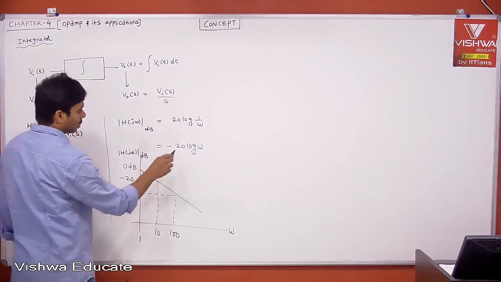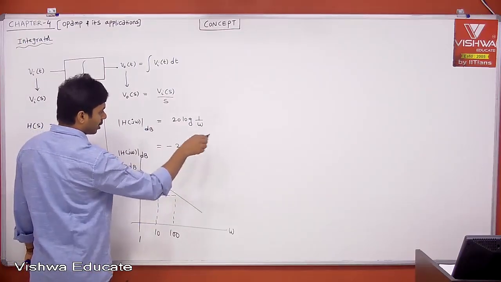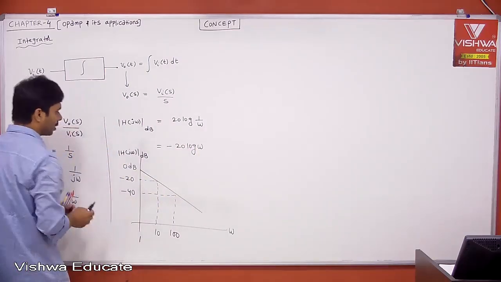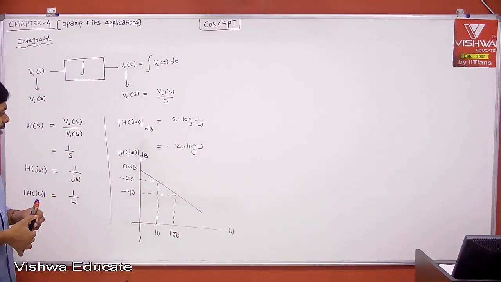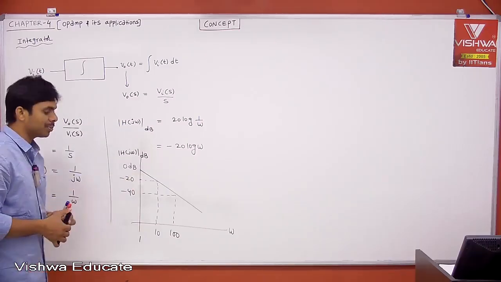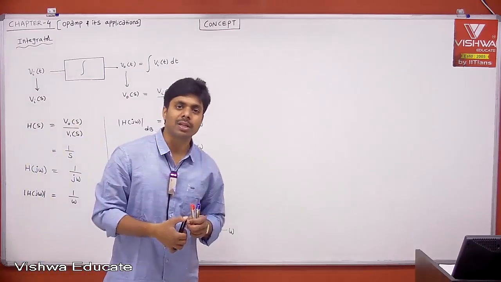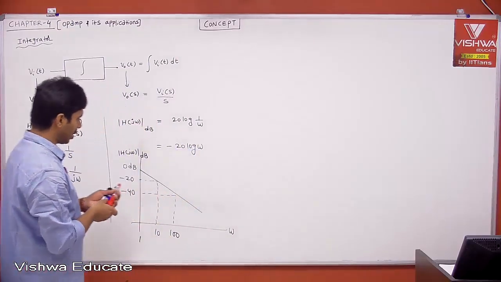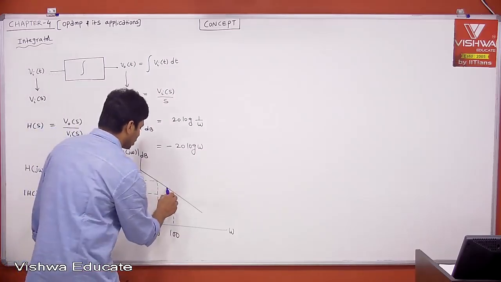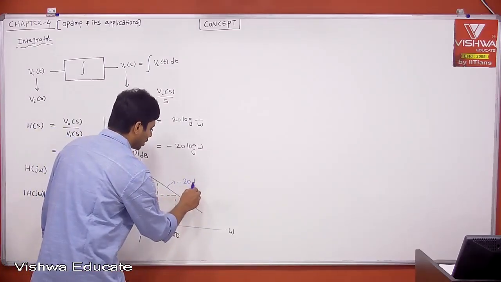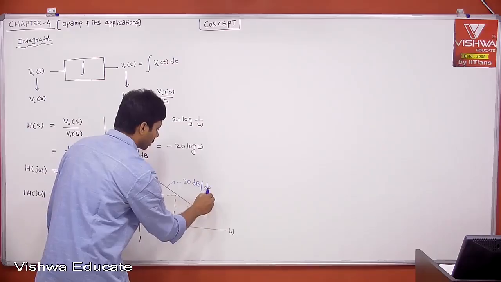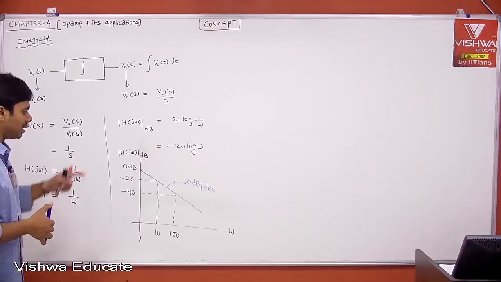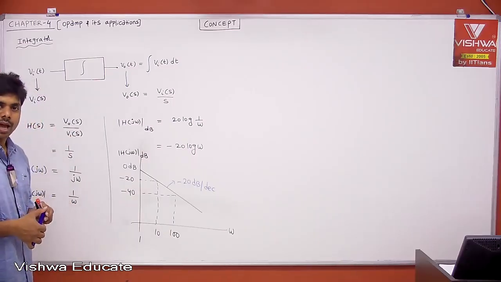And if you do, because 20 log 100 is nothing but 10 square, 2 into 20, 40. Log 10, 1. Therefore minus 40, etc. Therefore, if you see here, the system which is having frequency response having a slope minus 20 dB per decade, that can be used as an integrator. That is what it is saying. Therefore, this is having the slope minus 20 dB per decade. The system which is having the slope minus 20 dB per decade, that can be used as an integrator.